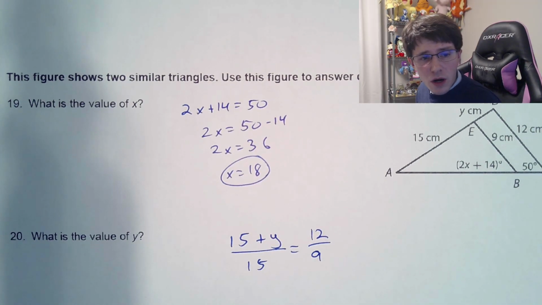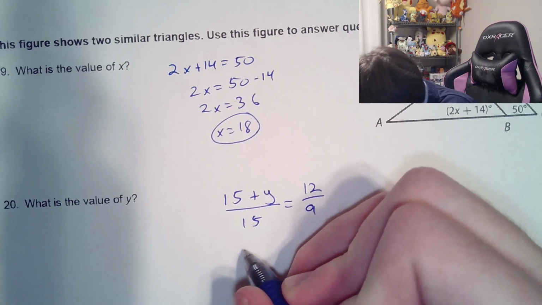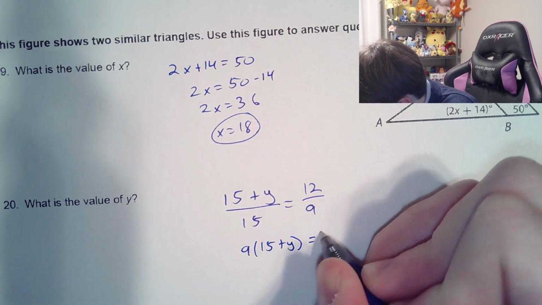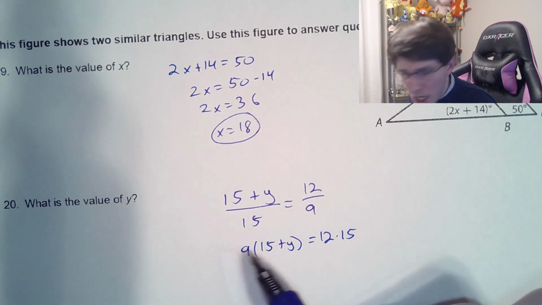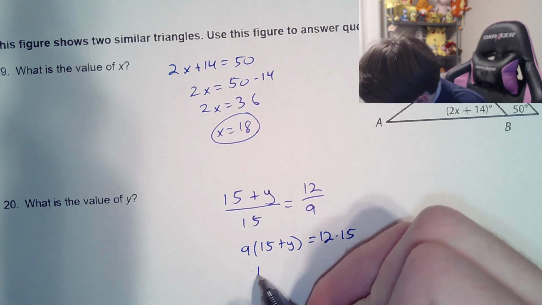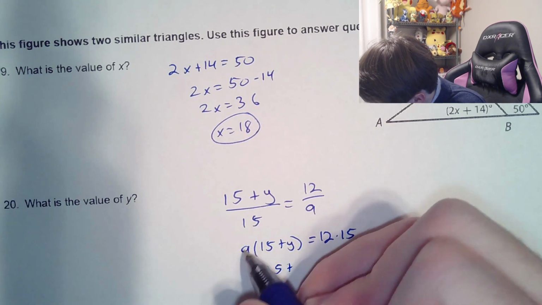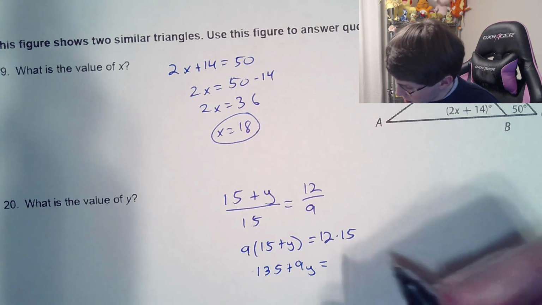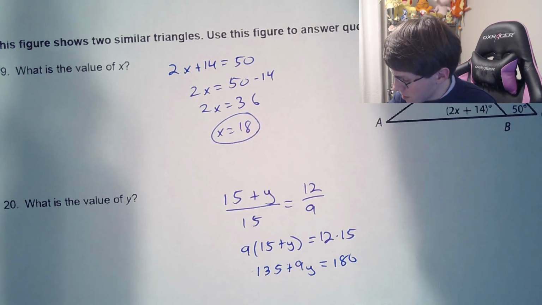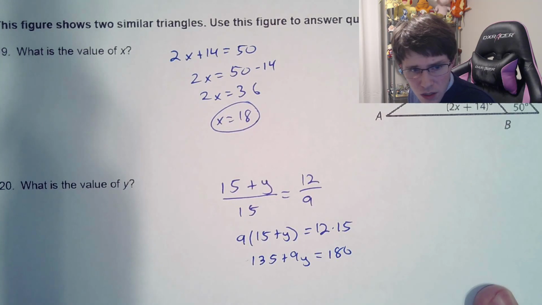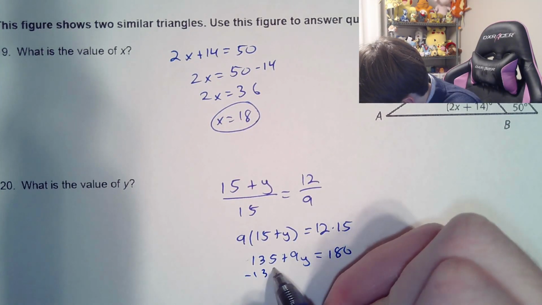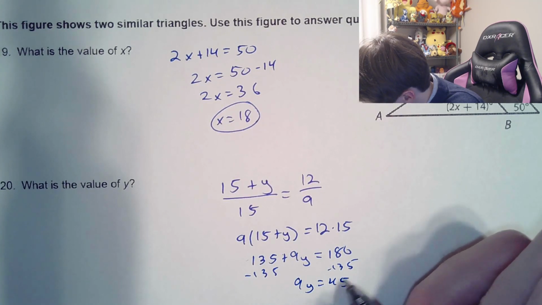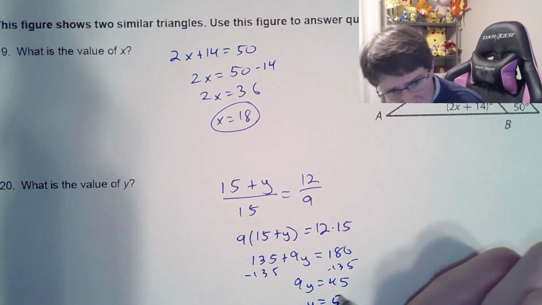We're going to need to go ahead and do our cross multiplying just like we did before and showing all of the work. 15 plus y is equal to 12 times 15. 9 times 15 there is 135, plus 9 times y is 9y. 12 times 15, that's going to be 180. And then we're going to go ahead and do our subtracting 135 on both sides, kind of doing it up and down this time. 9y equal 45, divide both sides by 9, and finally, y is equal to 5.